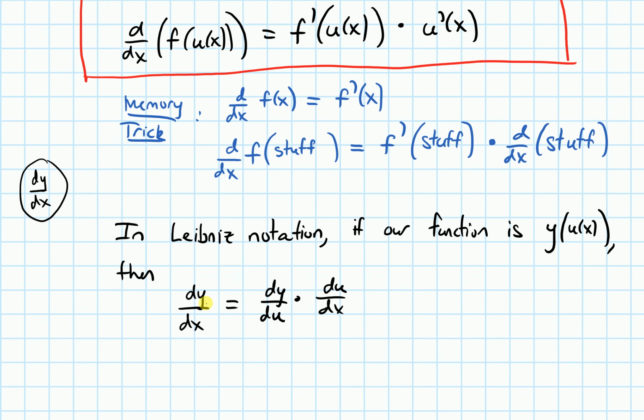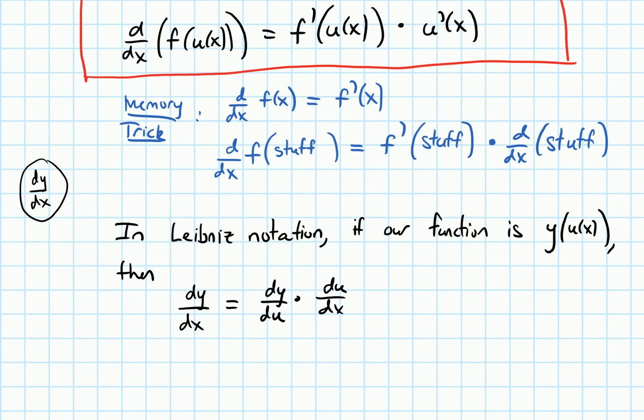And the memory trick to remember this is that on the right-hand side, the du terms sort of cancel. So the du in the numerator of the du dx term and the du in the denominator of the dy du term sort of cancel. And when we cancel them, we're just left with dy dx.